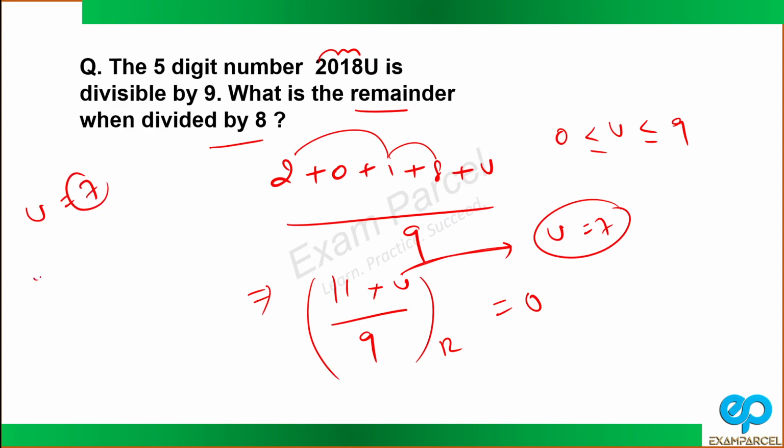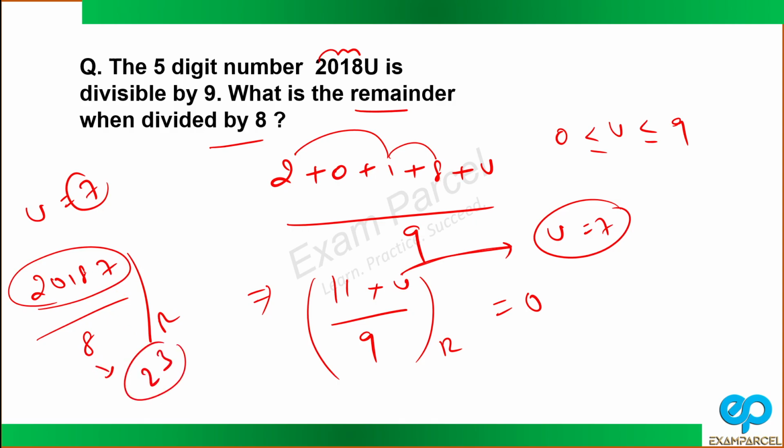Now you get your number 20187. Now you can divide this by 8. Again, same property: do I need to divide the whole number? No. 8 is 2 raised to the power 3, so I can simply take the last 3 digits and divide by 8. So 187 by 8. What is the remainder? 8 into 2 is 16.